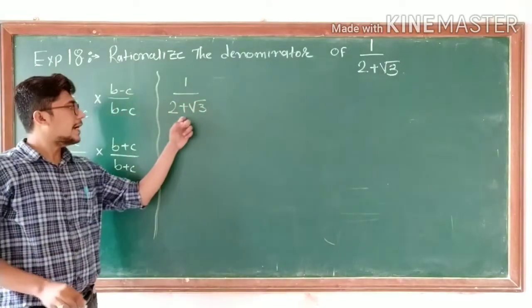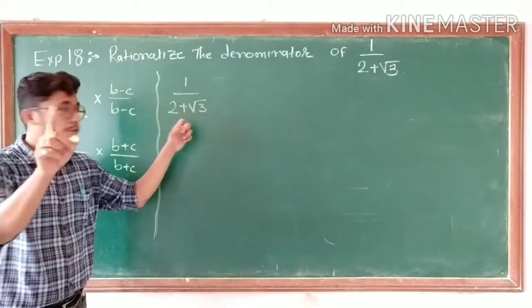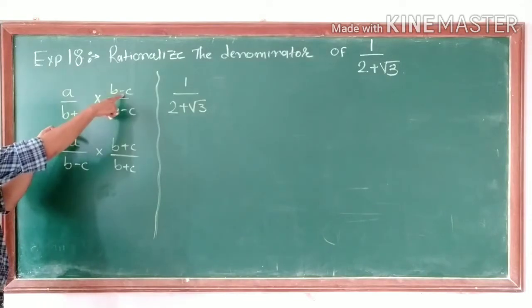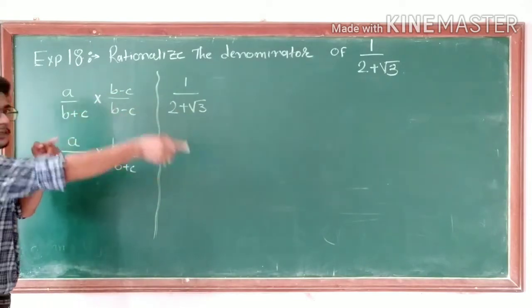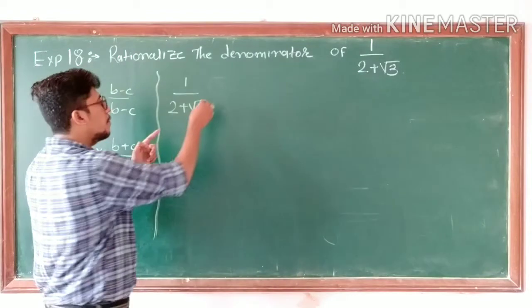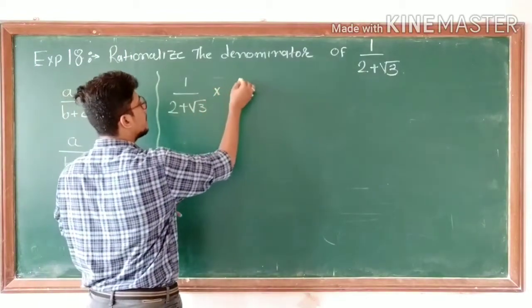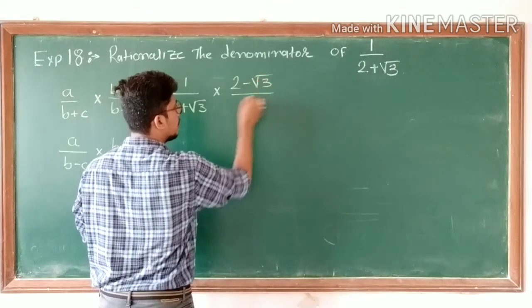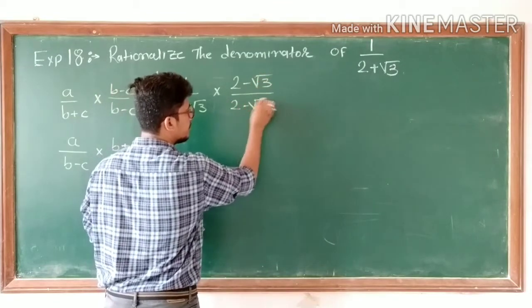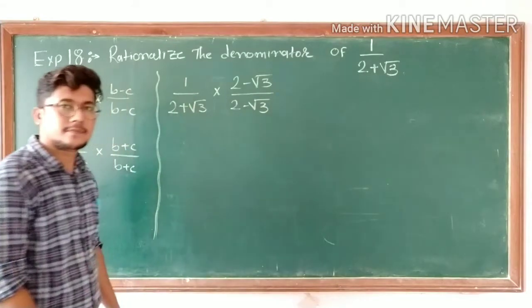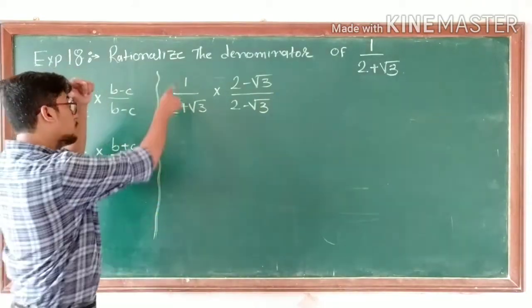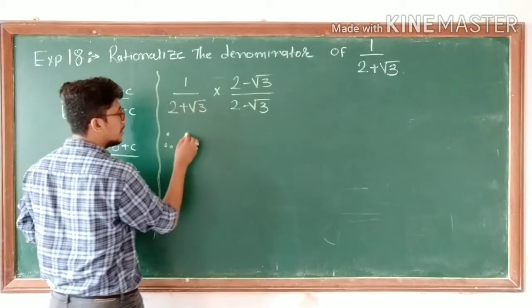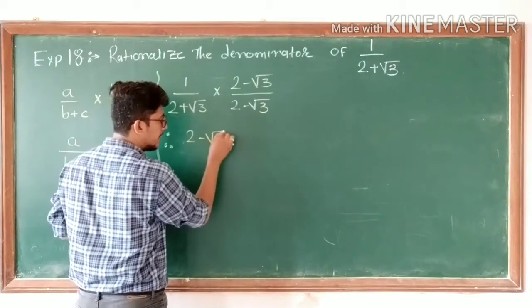So now, since we have the given value 1 upon 2 plus root 3, since the addition sign has been used, what do we have to do? We have to choose the minus sign and multiply and divide with 2 minus root 3. Okay. Now 1 into 2 minus root 3, can we write it as 2 minus root 3 itself?